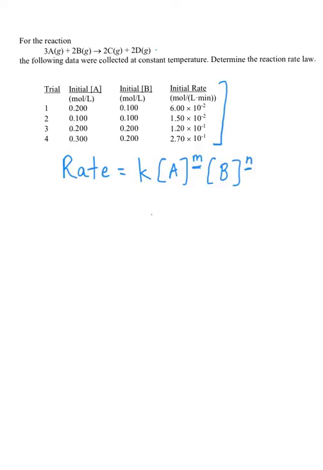For instance, if I look at trials 1 and 2, I'll notice that the concentration of B is fixed, it's unchanging, whereas the concentration of A has changed. In evaluating these two trials, any change in initial rate must be due to changes in the concentration of A, because our initial concentration of B is unchanged from trial 1 to trial 2. So, let's think about trials 1 and 2. They give information about the dependence of the reaction's rate on the concentration of A.